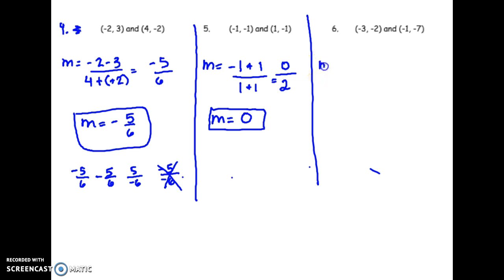Number 6. Your slope is negative 7 plus 2, because we're subtracting a negative, so it becomes plus, divided by negative 1 plus 3. So negative 7 plus 2 is negative 5, and negative 1 plus 3 is 2. So my slope is negative 5/2.